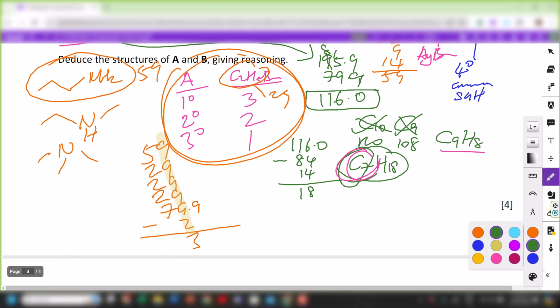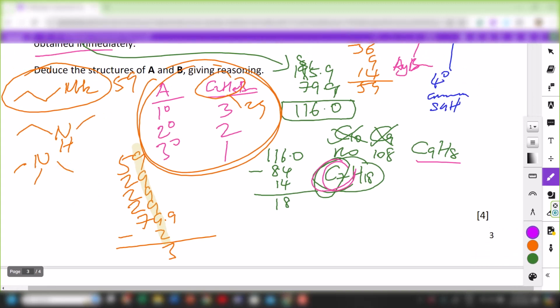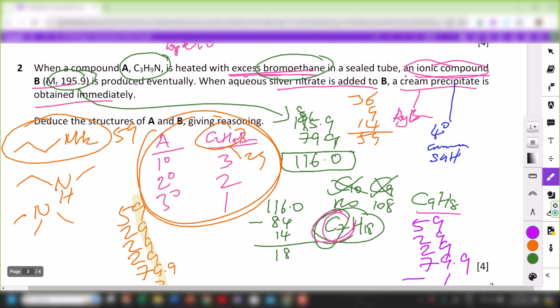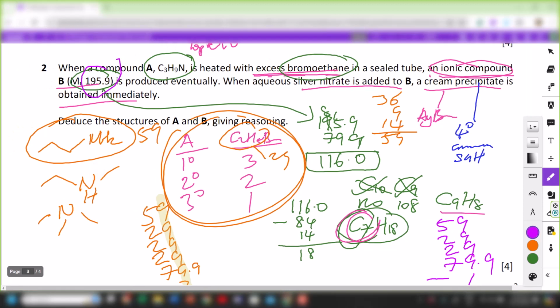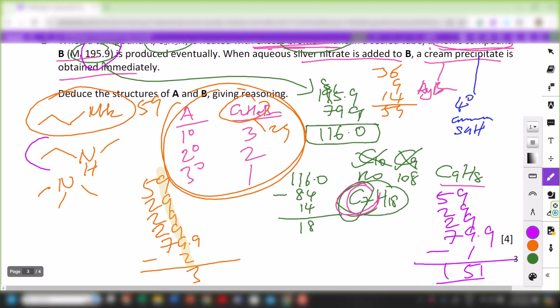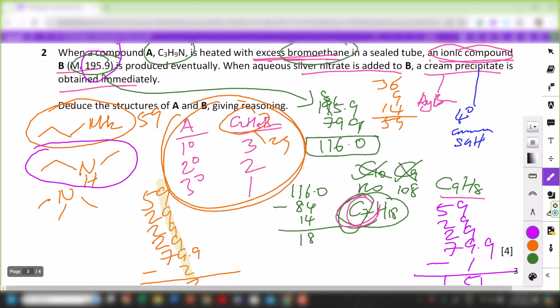So if it doesn't fit, then let's try another one. Let's try the secondary one. The secondary one will be 59. I add 2 bromoethane, I add 79.9, and then I minus 1, because ultimately one of the H is lost. So if I try this, 59, 88, 117, plus 79.9, minus 1, so that matches 195.9. So based on this, my structure of A is the secondary amine. And of course B will look like this.